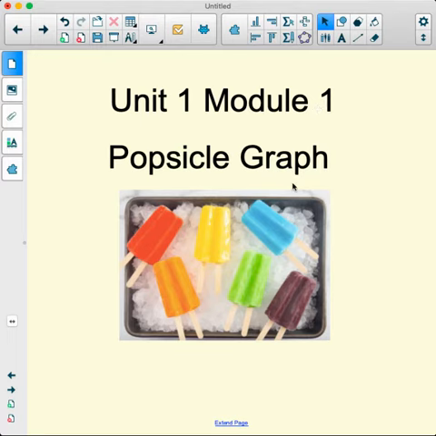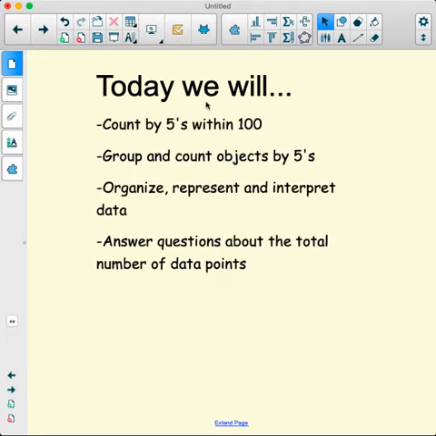We are doing a popsicle graph today. Also, today we will count by fives within 100. We will group and count objects by fives. We will organize, represent, and interpret data. And we will answer questions about the total number of data points.